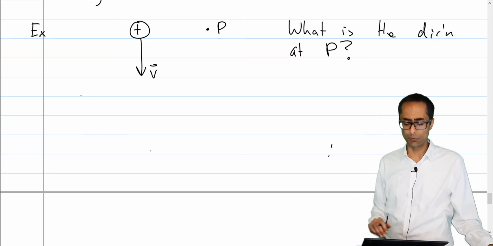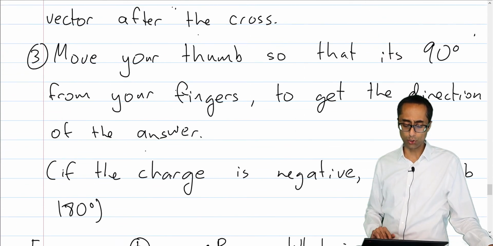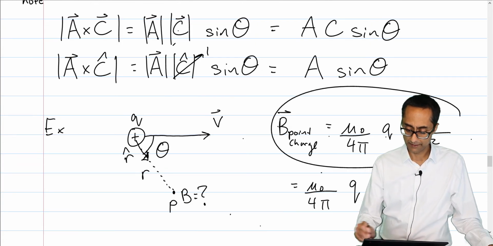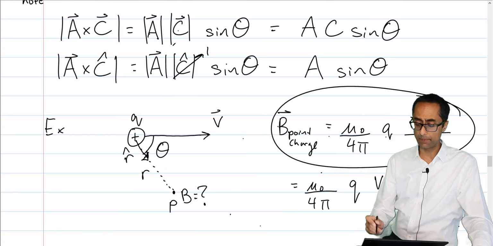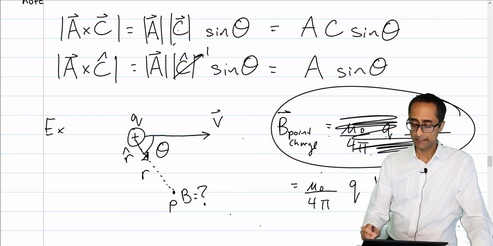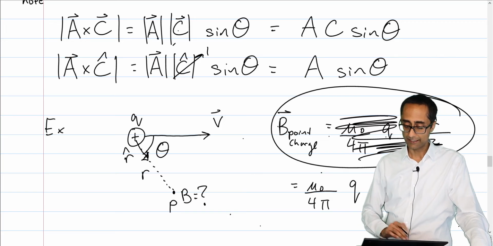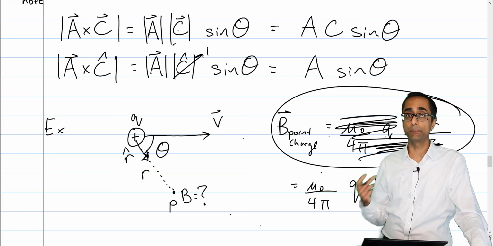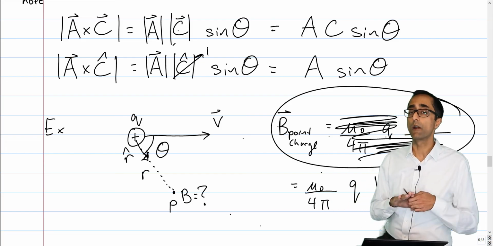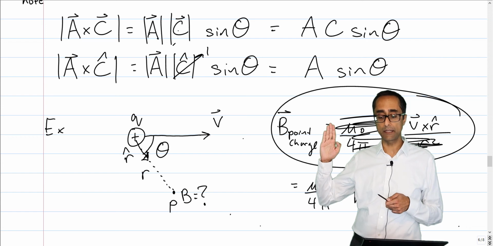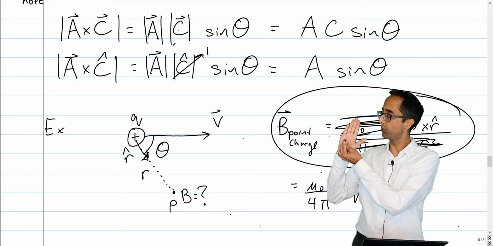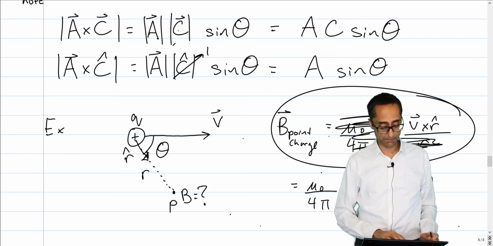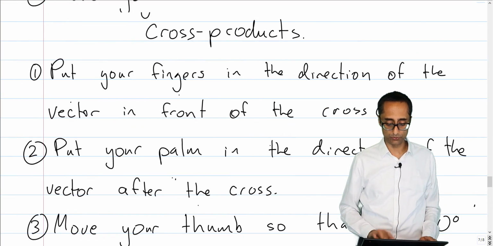Well, we go back to our right-hand rule, and specifically we go and look at our equation that we have with the cross product. This is it here. And you don't really care about any of this stuff here. It's really just the V cross R hat is equal to B that we need for the right-hand rule. Our fingers will be the direction of V. Our palm will be the direction of R hat. And then our thumb will be B. Let's see how it goes.